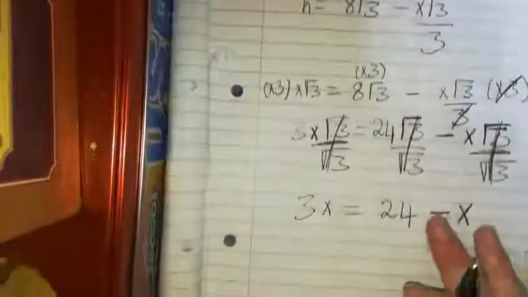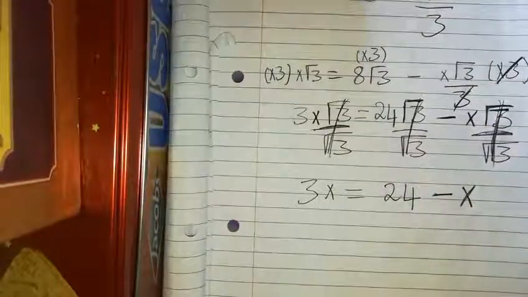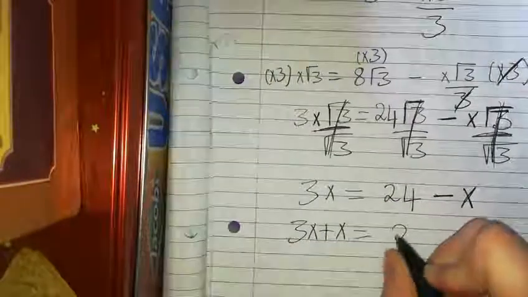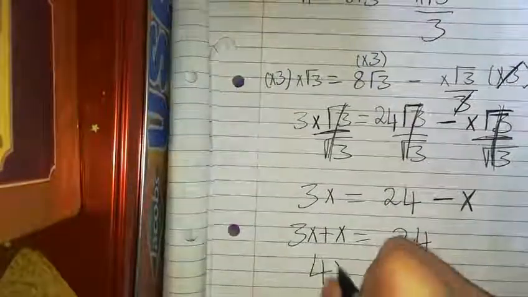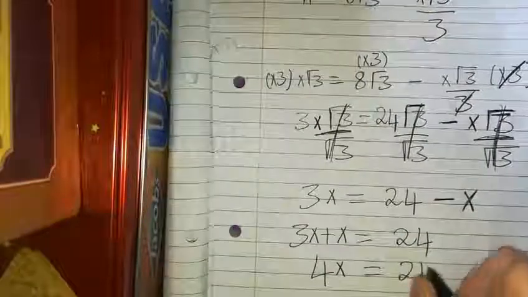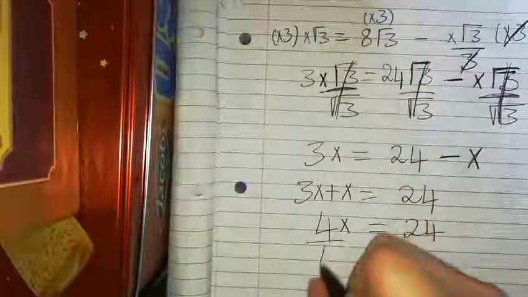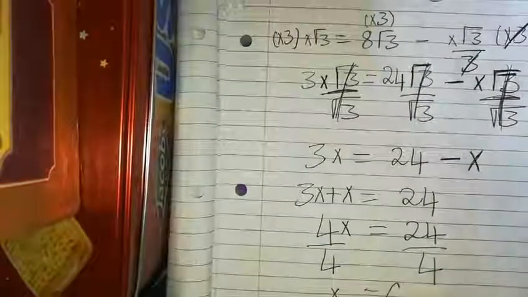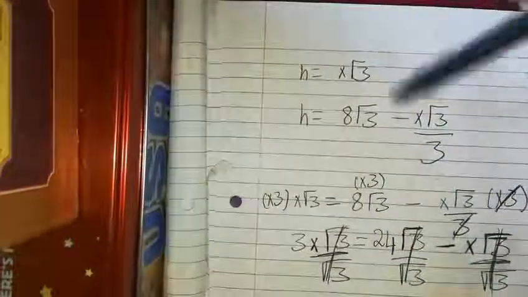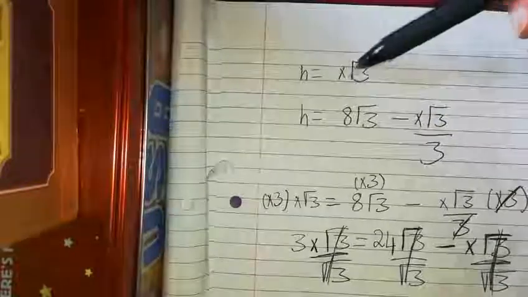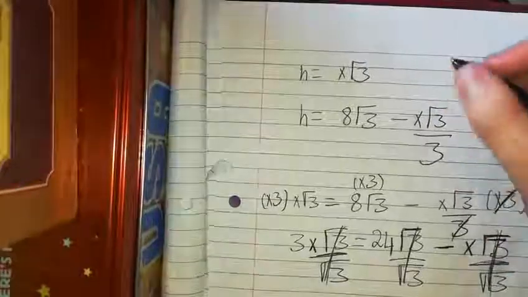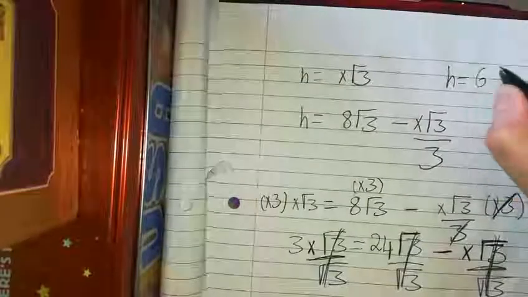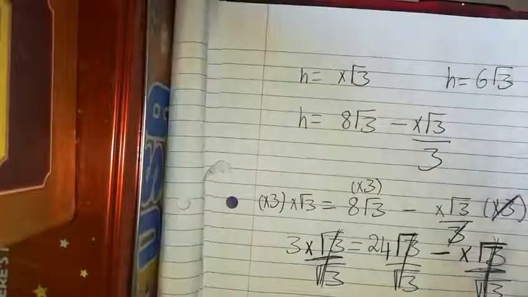If I want to get x on one side and numbers on the other, 3x plus x is equal to 24, so 4x gives me 24. So if I want to get what x is, I divide both sides by 4, so x is going to be equal to 6. But I know that h is equal to, I can plug x back into this one or this one. It might just be handier to plug it back into the first one. So h is x root 3, but I got that x was 6, so h is going to be 6 root 3.